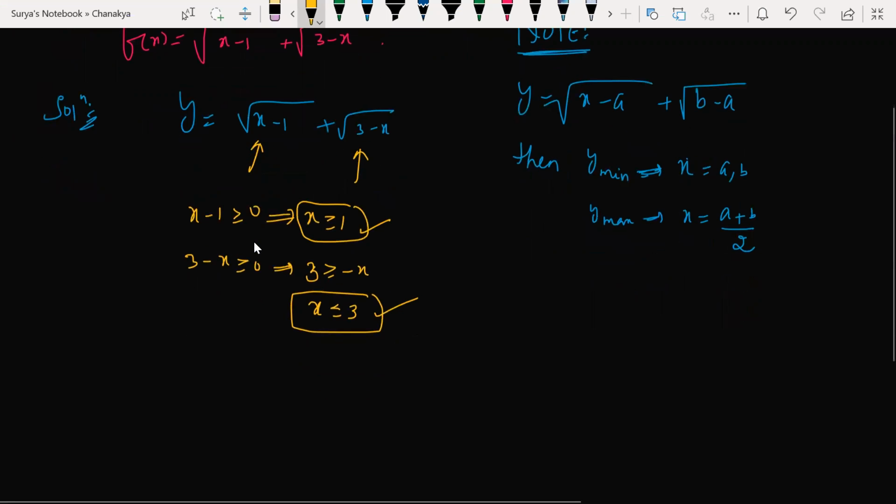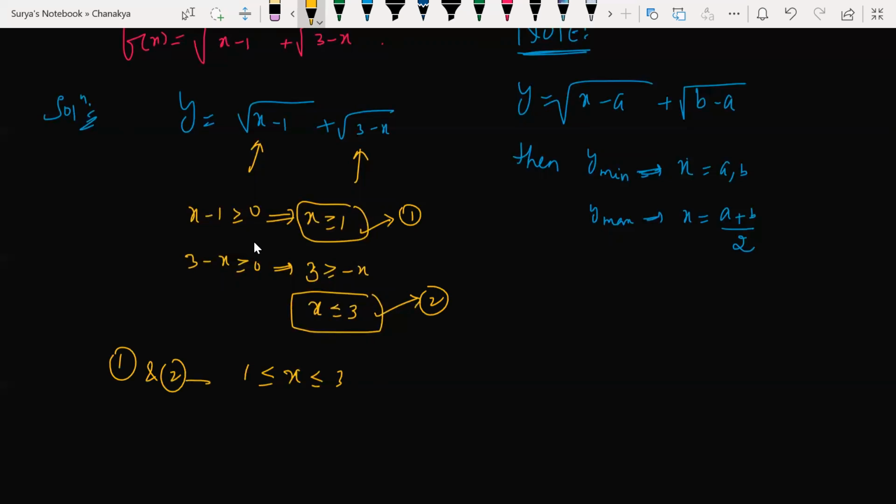So what is the range here now? x lies between where to where? x should be less than or equal to 3 and greater than or equal to 1. So this is what the domain is all about, correct? This is my first equation. Let us say this is the second equation. From 1 and 2, can I say that x lies between 1 and 3? I can say absolutely. All right. So this is what I get here.